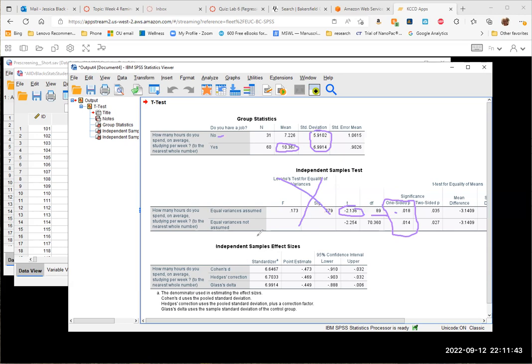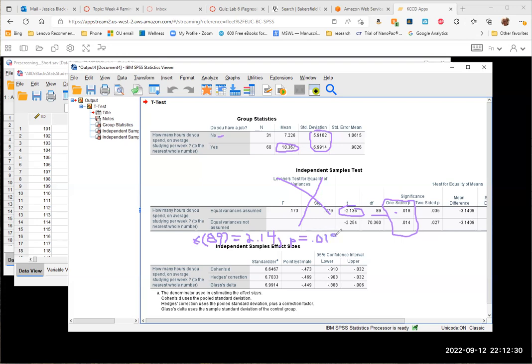Our formal statistical notation would be: people with a job studied more than people without, t, parentheses, degrees of freedom, which is 89, equals, we don't need to put negative 2.14, but we can if we want. I'm just going to put 2.14, comma, p. Remember, we report p to 3 decimal places without a 0 in front of the decimal place because it cannot be greater than 1.